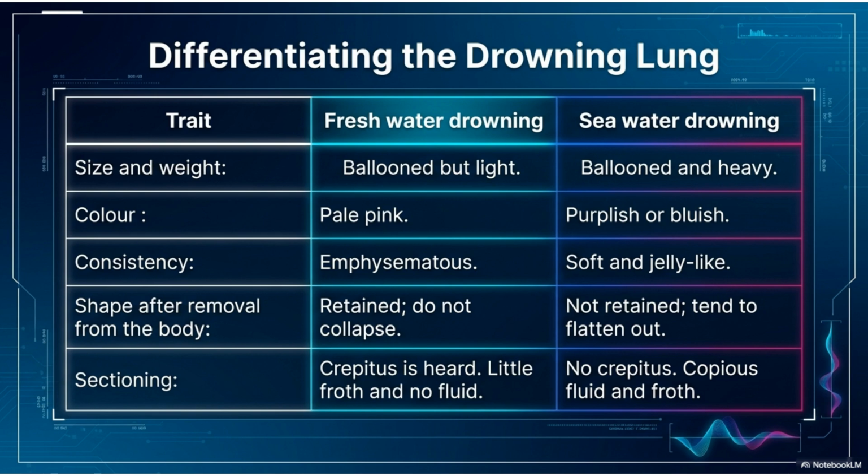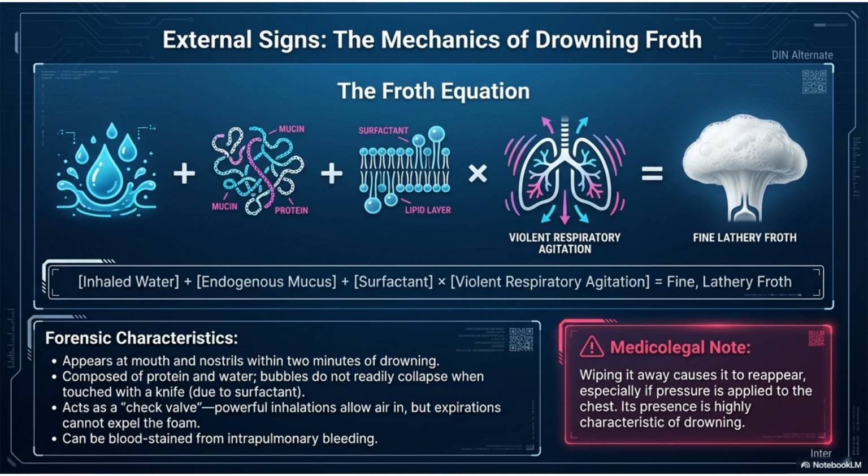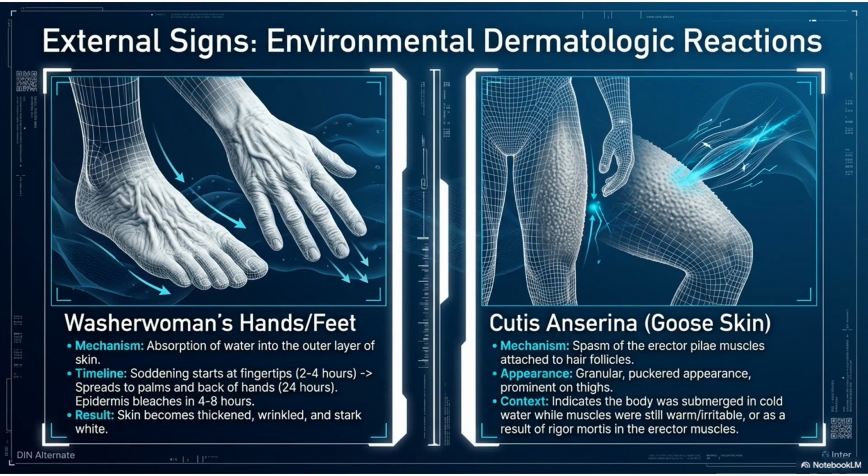The drowning lung appearance differs significantly between fresh and seawater. Freshwater lungs are ballooned, but light and pale pink. Seawater lungs are ballooned and heavy, with a purplish or bluish color, soft and jelly-like consistency. Drowning froth is a key external sign. It forms from inhaled water, mucus, and surfactant, combined with violent respiratory agitation. Its presence, highly characteristic of drowning, appears at the mouth and nostrils quickly and resists collapsing.